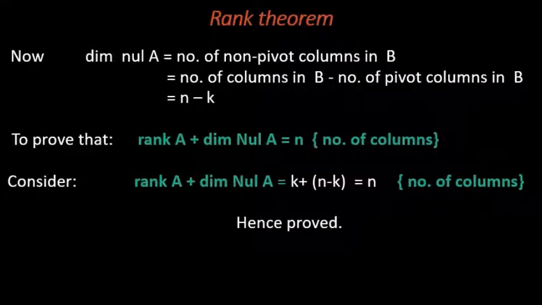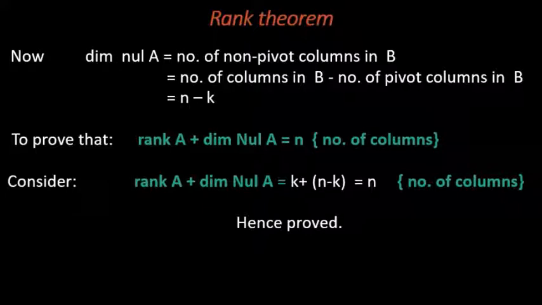Now, what is the dimension of null A? As we did in all the problems, it is the number of non-pivot columns in B. We checked this, because all pivot columns form the basis for the column space of A, so their number is the dimension of the column space. Then however many columns remain without pivot positions, that much will be the dimension of null A. We also observed this while working out the problems. So how many non-pivot columns will there be? It is the total number of columns in B minus the number of pivot columns in B.